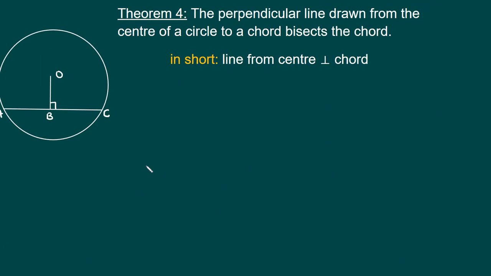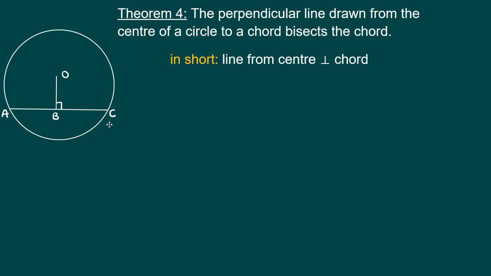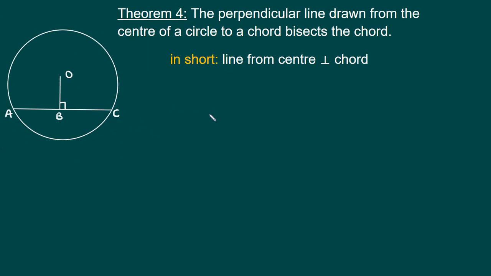Now this is theorem number 4. Okay, theorem number 4 is talking about what? Can I select this and move it? Oh, nice. So theorem number 4 says that the perpendicular line drawn from the center of a circle to a chord bisects the chord. In short, line from center perpendicular to chord.